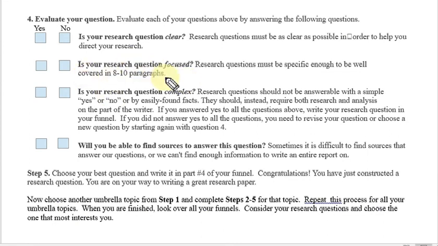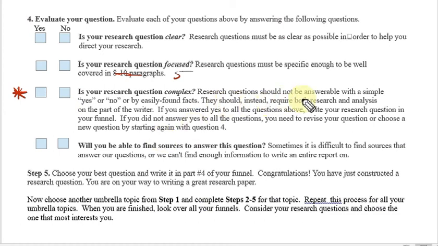Just go through them. Is your research question focused? What the heck does that mean? Must be specific enough to be well covered in 8 to... No, you guys are not doing 8 to 10. You're doing 5. This is the one, just put a star next to this third one. This is the one that really counts. Okay.